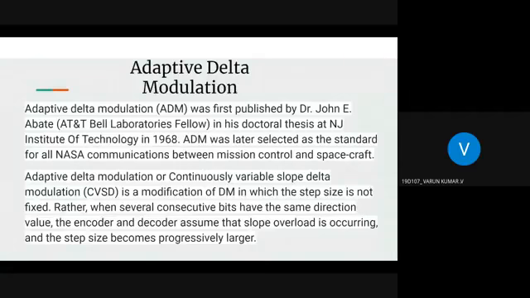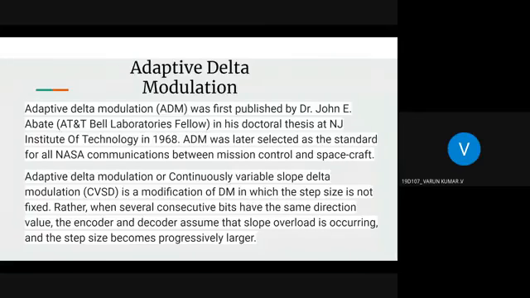Adaptive delta modulation. Adaptive delta modulation was first published by Dr. John Abbott in his doctoral thesis at NJ Institute of Technology in 1968. ADM was later selected as the standard for all NASA communications between mission control and the spacecraft.